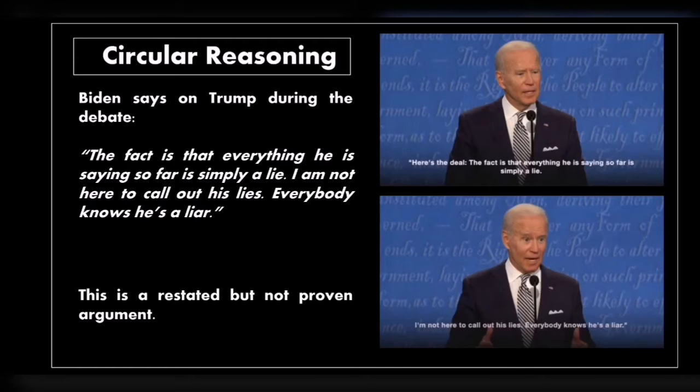Basically, what President Biden says is that Trump is a liar because everybody knows he's a liar. This is a redundant statement with no logical arguments nor proofs. Also, he includes the rest of people as conscious about Trump's lies, which is a lie itself. This is an example of circular reasoning fallacy because it is a restated but not a proven argument.